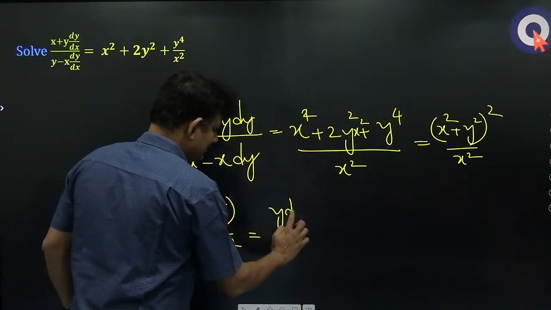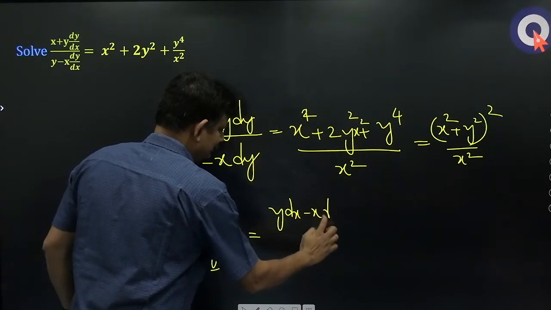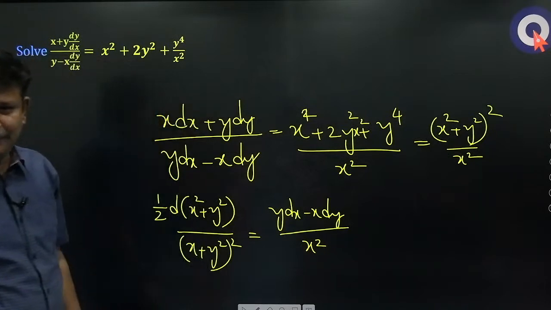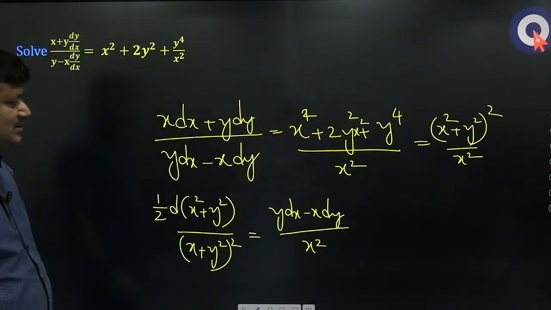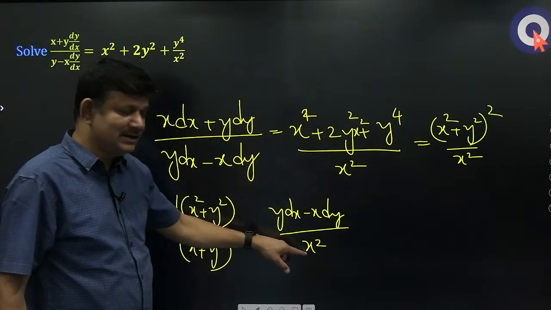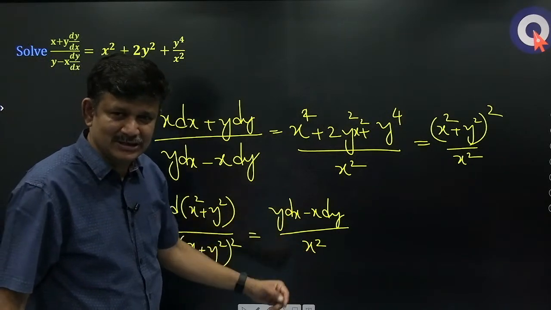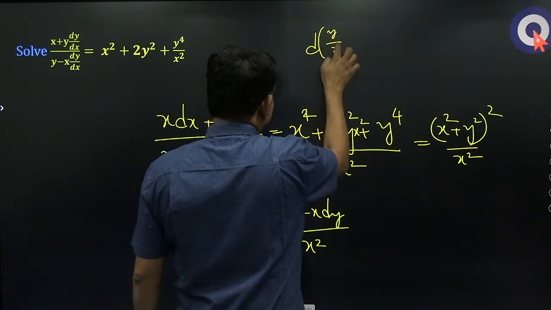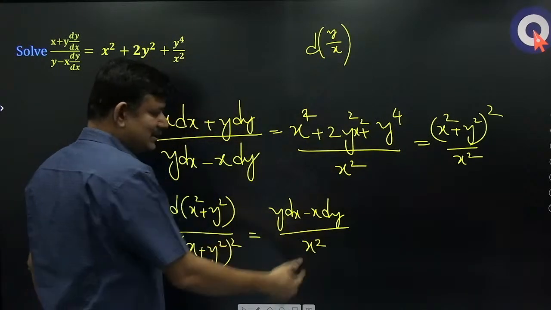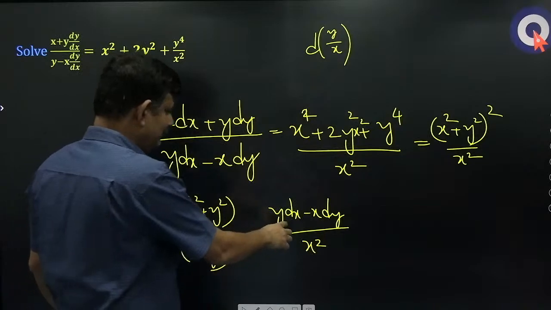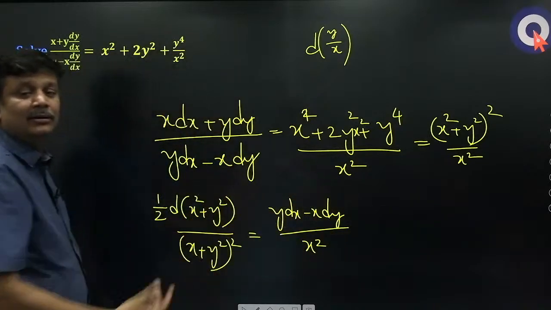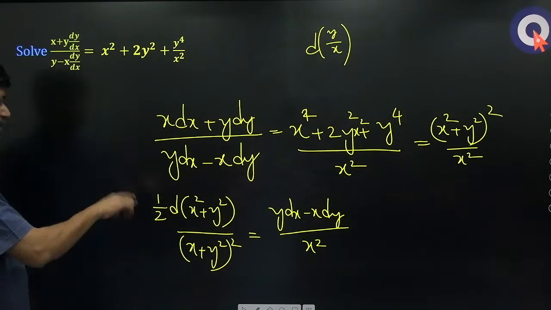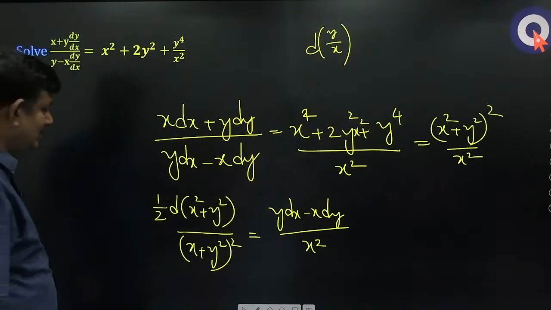y dx minus x dy divided by x square. You will be more than happy to see this. This is derivative of नीचे x square आ रहा है तो वो x नीचे होना चाहिए, y by x. What is derivative of y by x? x dy minus y dx. So एक minus sign लगा दो. This will be minus of derivative of y by x. So आराम से इंटीग्रेट कर दो, आंसर निकल के आ गया.